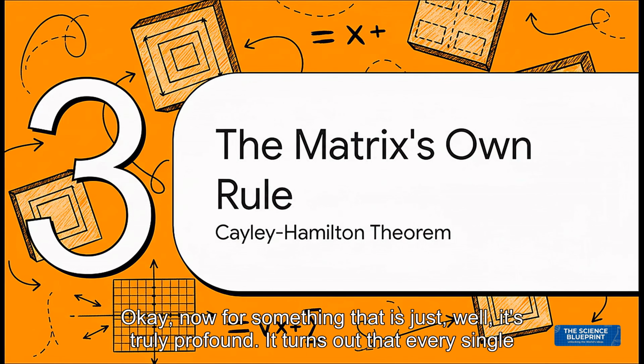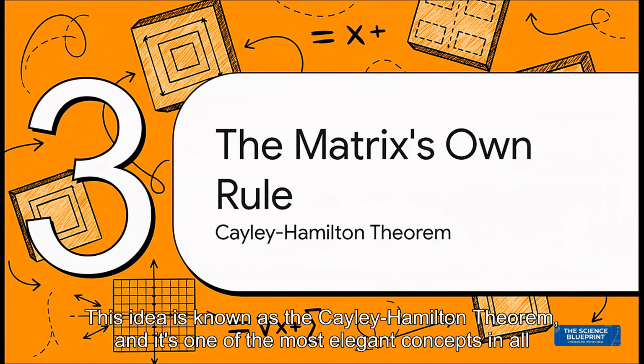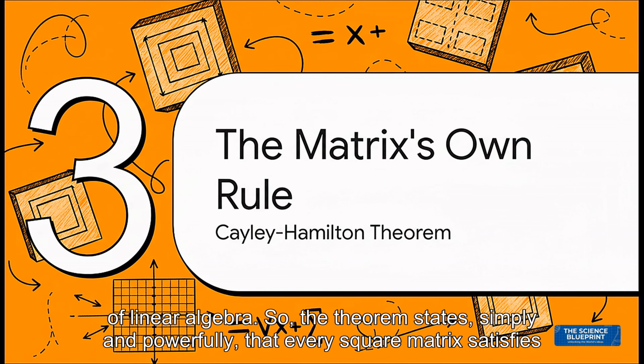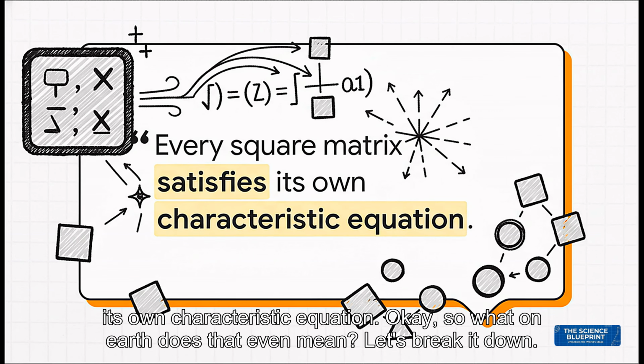Okay, now for something that is truly profound. It turns out that every single square matrix has to follow a secret rule, a rule that it actually creates for itself. This idea is known as the Cayley-Hamilton Theorem, and it's one of the most elegant concepts in all of linear algebra. So, the theorem states, simply and powerfully, that every square matrix satisfies its own characteristic equation. Okay, so what on earth does that even mean?